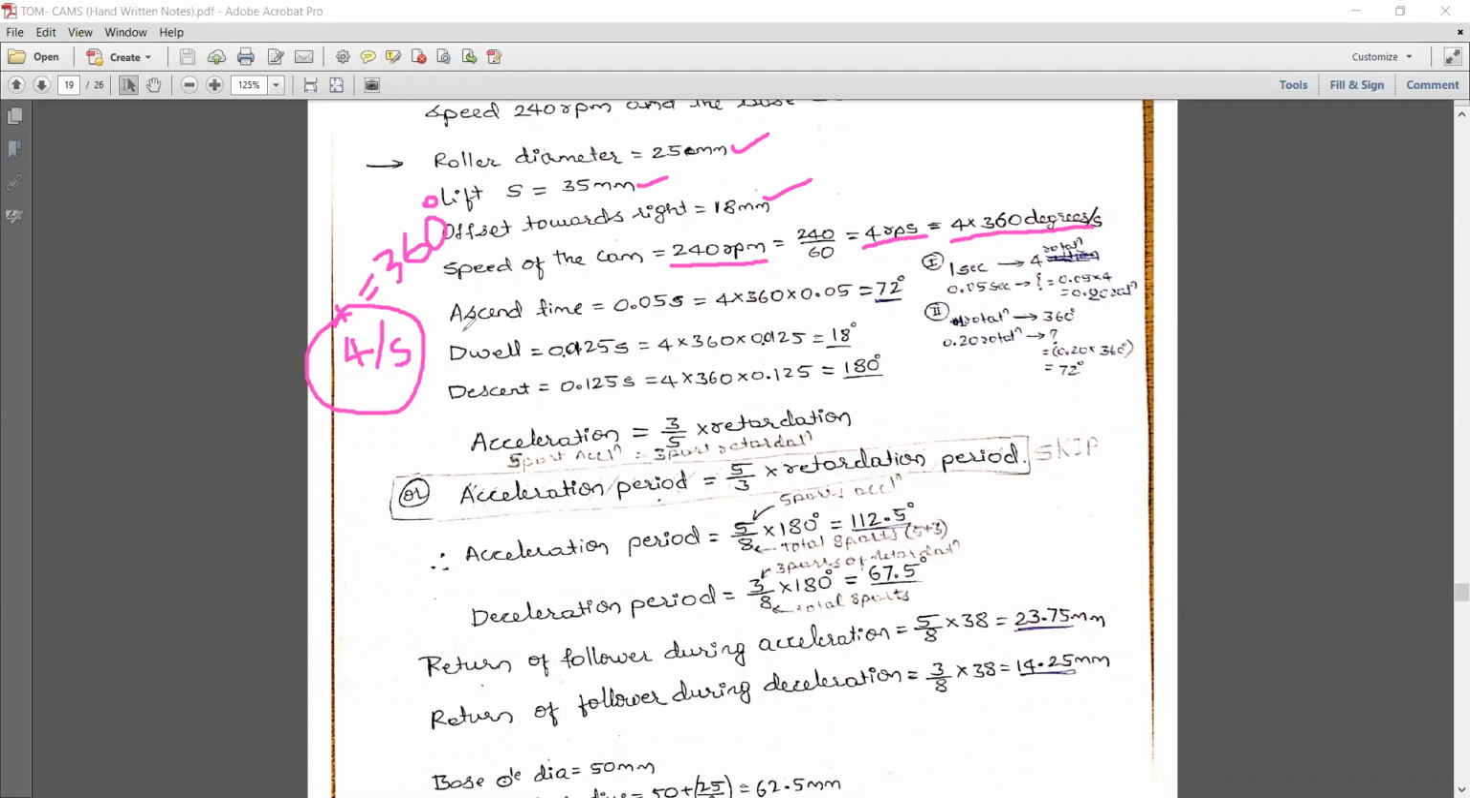Now the logic is, the ascend time they have given is 0.05 seconds. If you want to convert 0.05 seconds into degrees, then you have to do 4 into 360 multiplied by 0.05, which is equal to 72 degrees. So the ascend time is equal to 72 degrees. This is the converted form; we were given it in seconds.